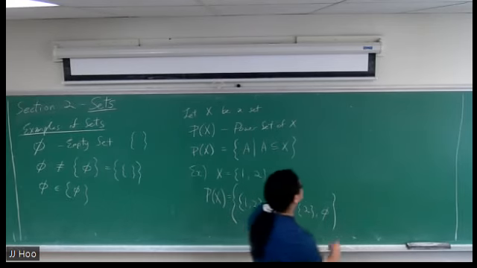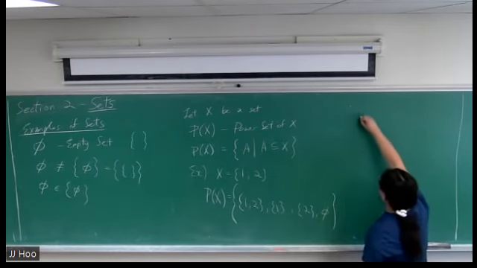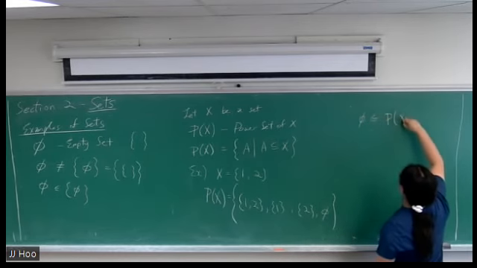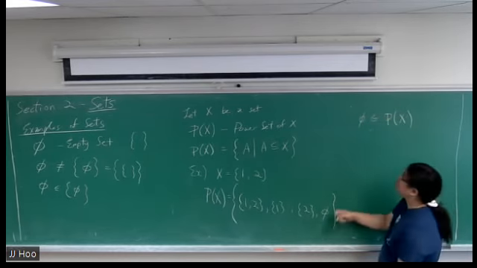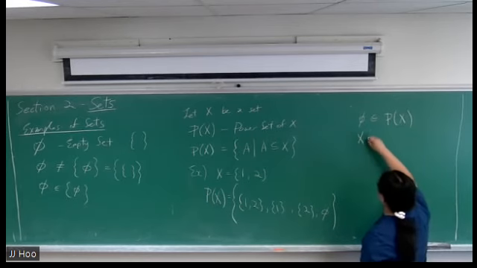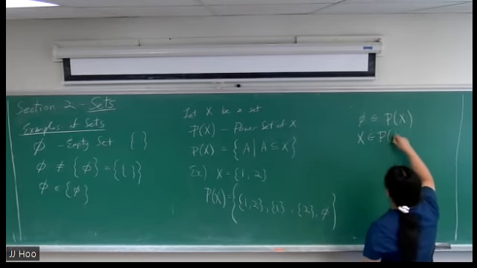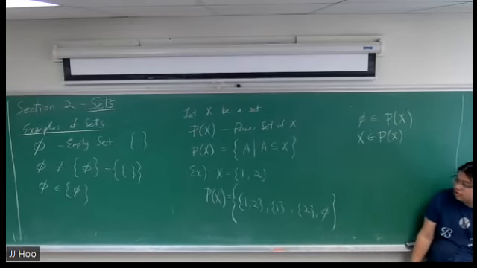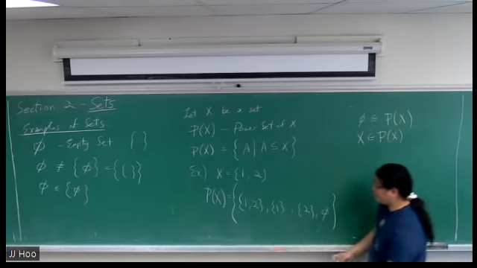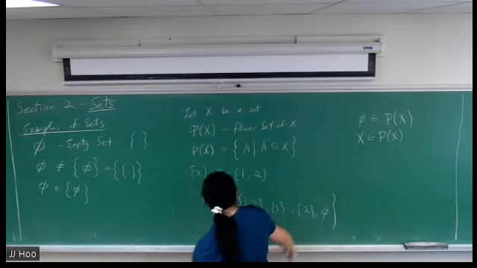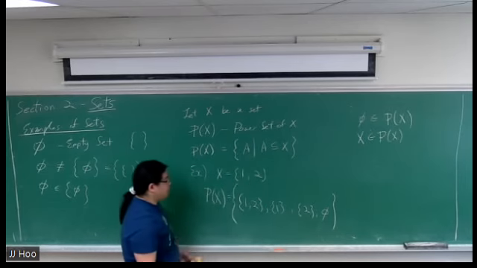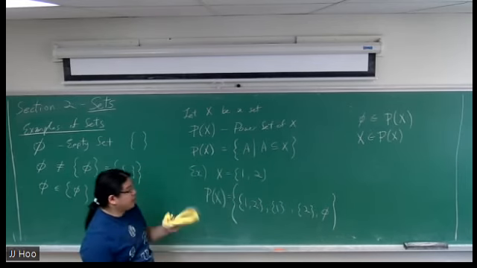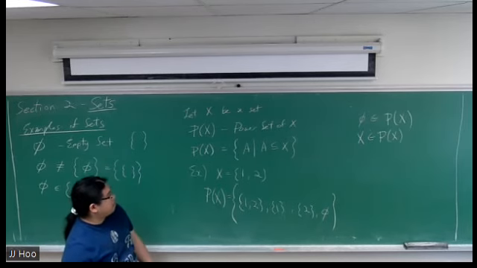So some properties of this. The empty set is always contained in the power set of X. And X is always contained in its own power set, right? Those are pretty much obvious. These are always going to be there. We might not have an easy way to write the rest of them, but we know for a fact that the empty set and X itself are going to be in the power set of X always, right?